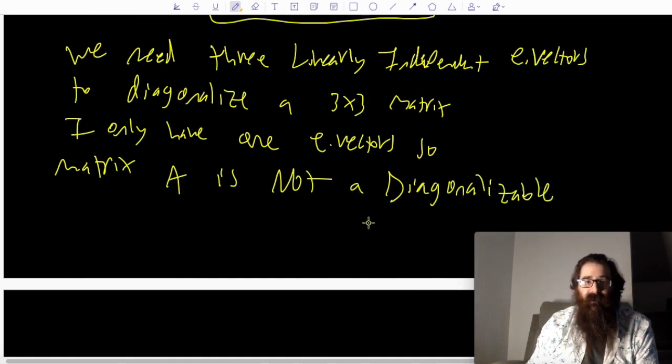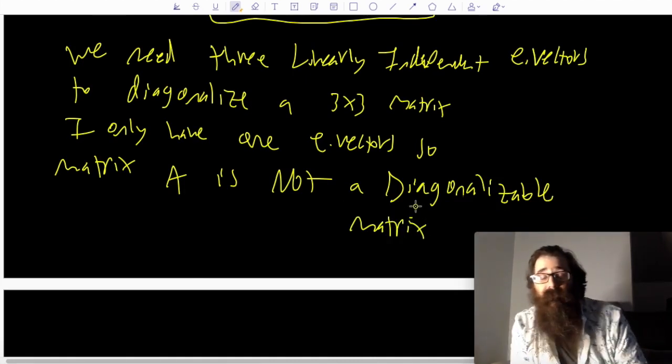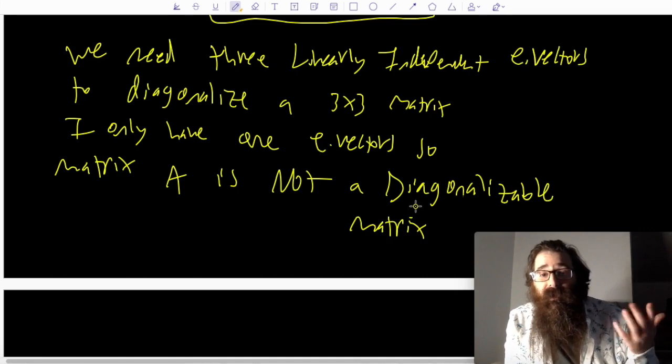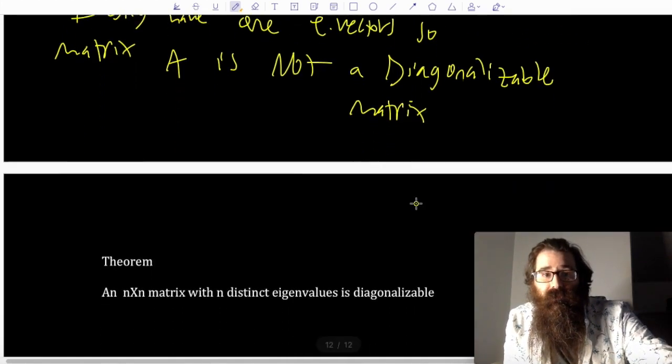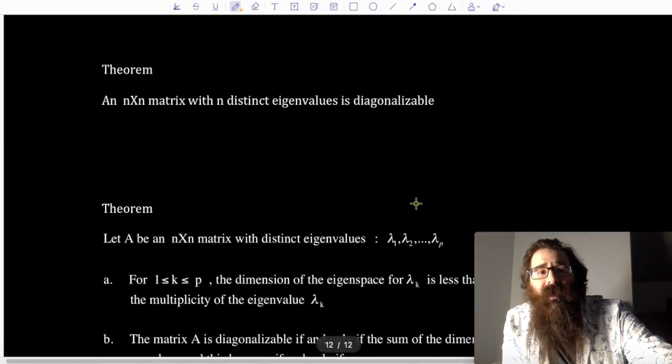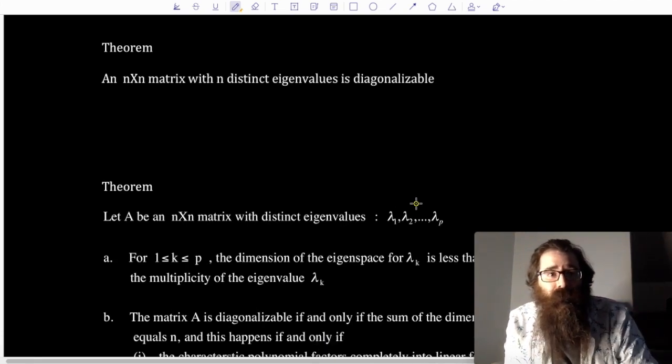We'll say A is not a diagonalizable matrix. Remember, not all matrices can be diagonalized. I need to make sure that I have enough eigenvectors. Just a few theorems to end with here, which hopefully come full circle for us.